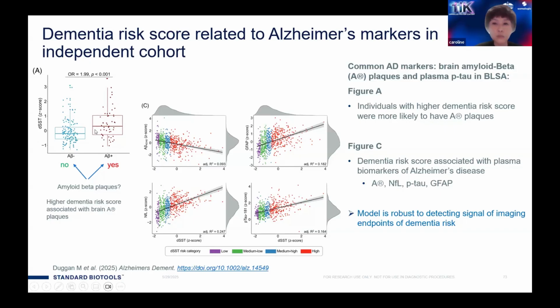You can see that individuals that show to have a higher dementia risk were more likely to have more brain amyloid beta plaque development, and also in terms of different risk categories, correlations with the commonly used plasma biomarkers for Alzheimer's disease, such as GFAP, NFL, and p-tau. We do see good correlations between the dementia risk scores as well as these commonly used markers for Alzheimer's disease prediction.